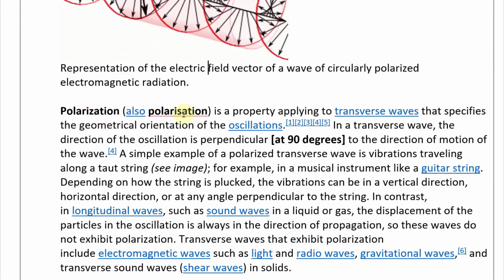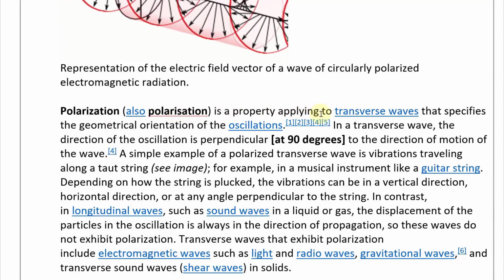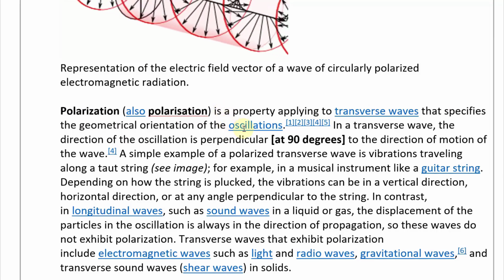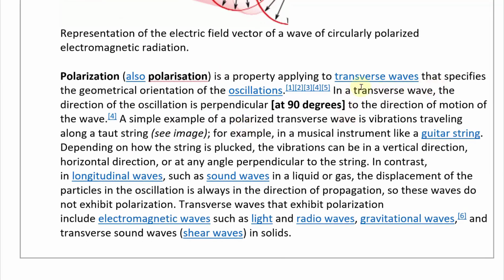Here let's just go quickly on polarization. Polarization, also written without the Z, is a property applying to transverse waves that specifies the geometrical orientation of the oscillations. In a transverse wave, the direction of the oscillation is perpendicular, at 90 degrees, to the direction of motion of the wave. A simple example of a polarized transverse wave is vibrations traveling along a taut or tight string, for example, in a musical instrument like a guitar string. Depending on how the string is plucked, the vibrations can be in a vertical direction, horizontal direction, or at any angle perpendicular to the string.